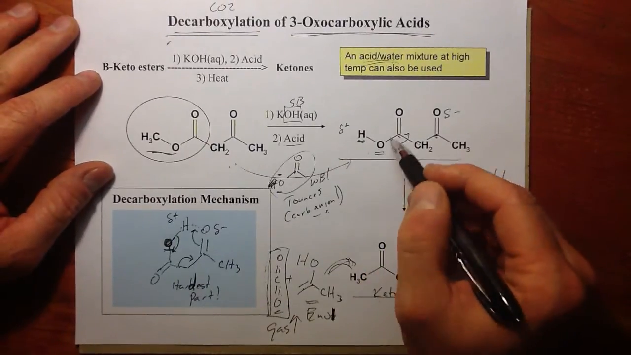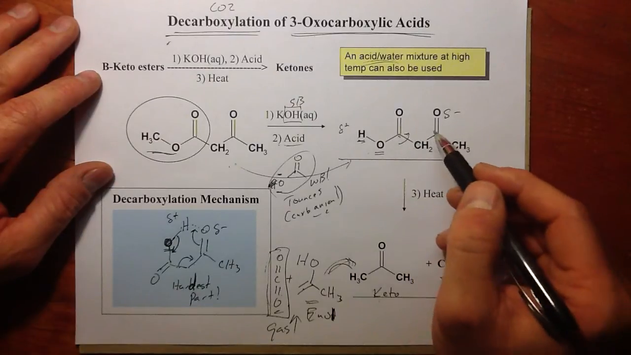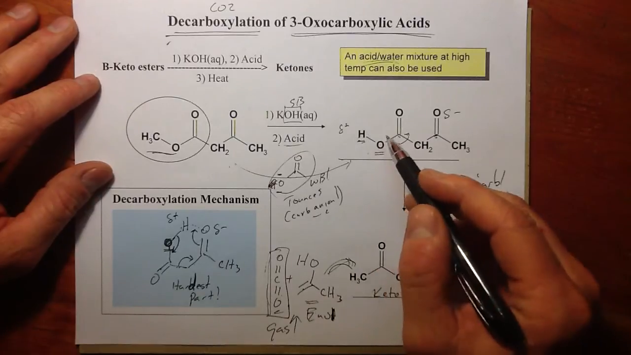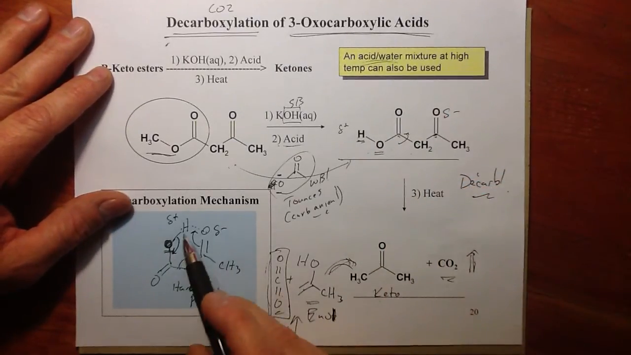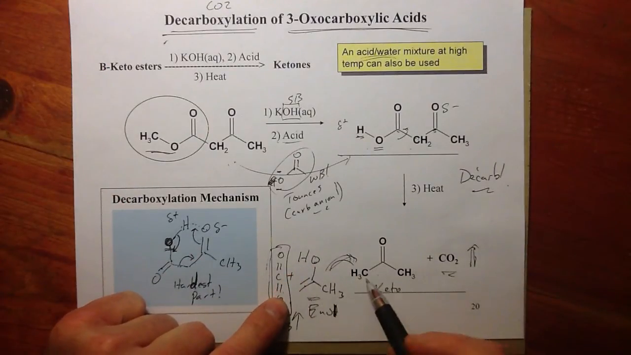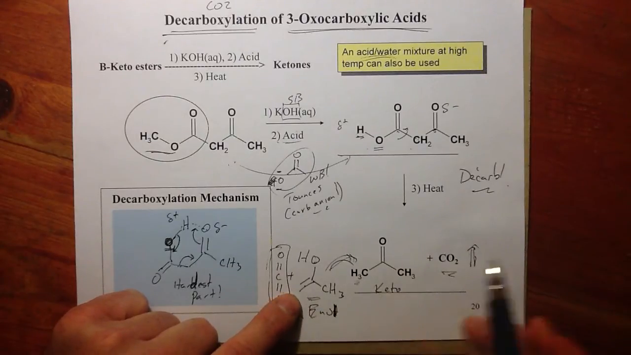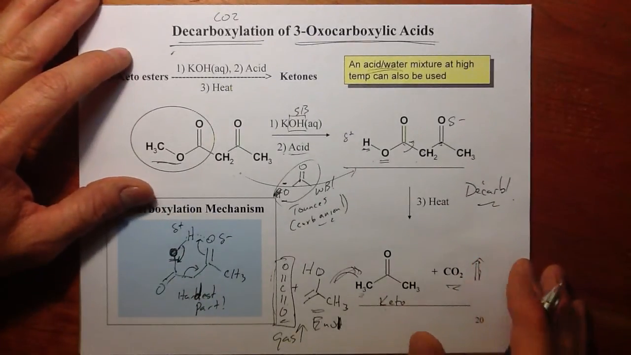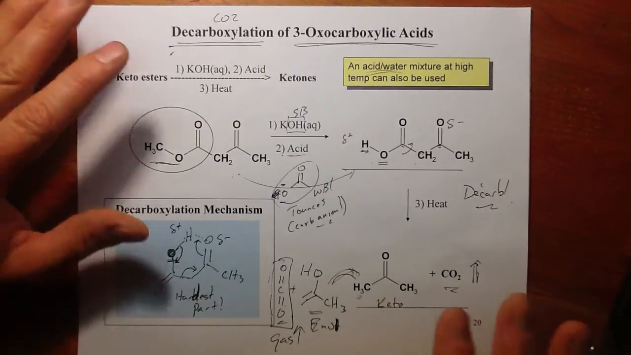This carbon dioxide is really from the carboxylic acid end of this 3-oxo-carboxylic acid. We'd transfer the proton from here to here, and then from here to here, but then that proton through enol keto tautomerization goes to the alpha position. And we get our ketone out, and we're done. That's decarboxylation of 3-oxo-carboxylic acids. Well, that's it. We'll stop there.